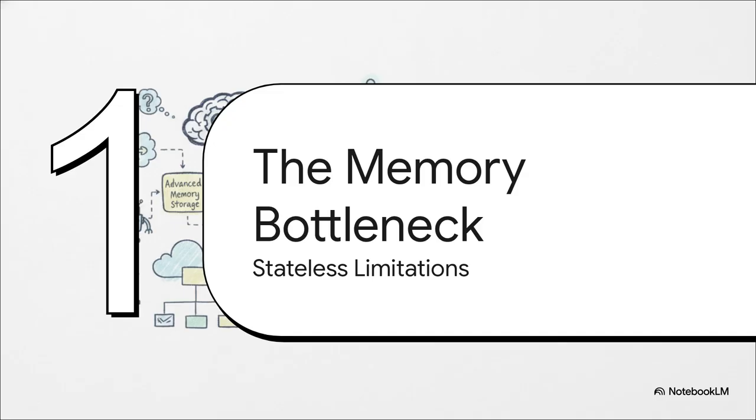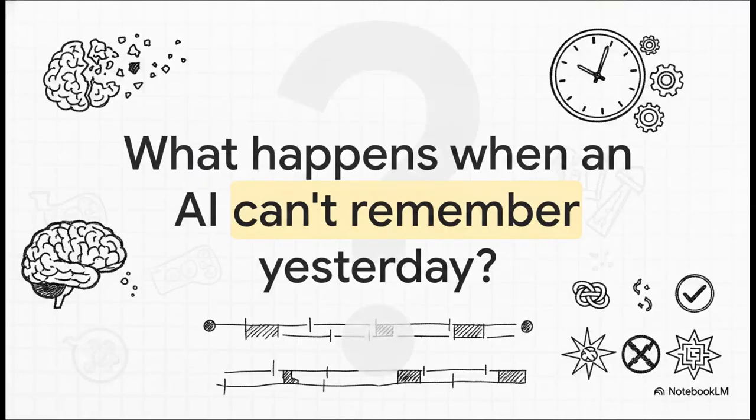But, and this is a big but, here is where we hit a massive brick wall. Moving on to part 3, the memory bottleneck. Let's look at what happens when these incredibly smart, reasoning agents have absolutely zero memory. I want you to really think about this for a second. What happens when an AI literally can't remember yesterday? Or honestly, even what happened 5 minutes ago?